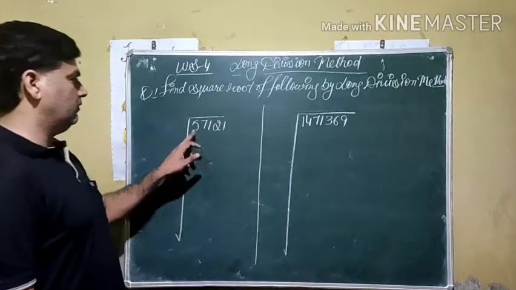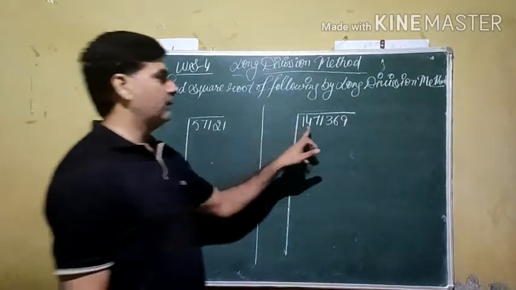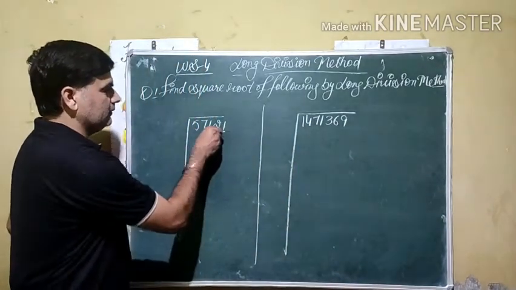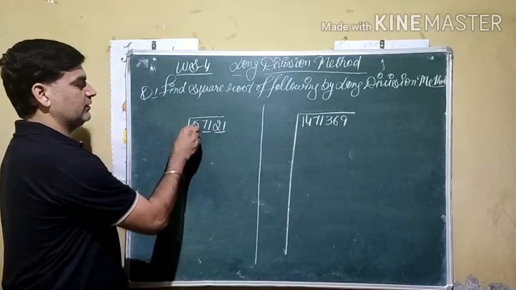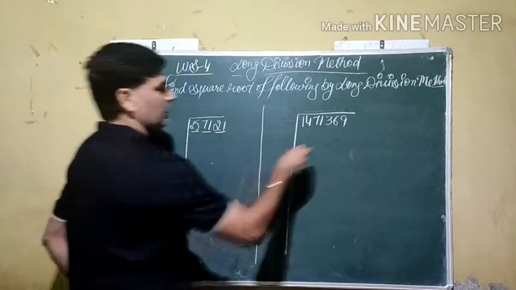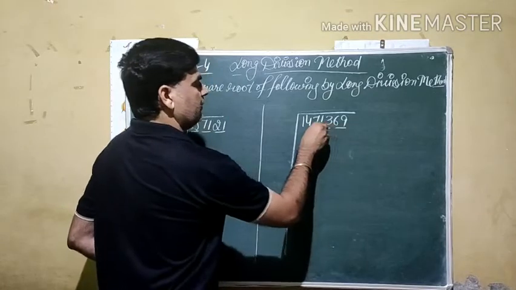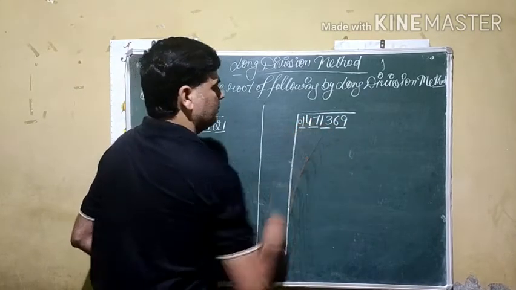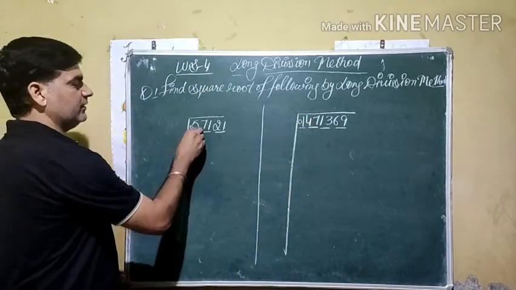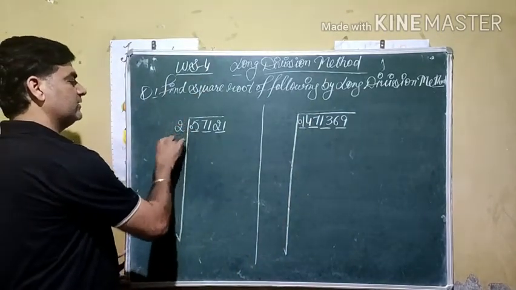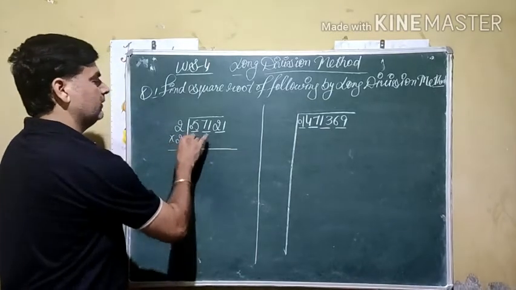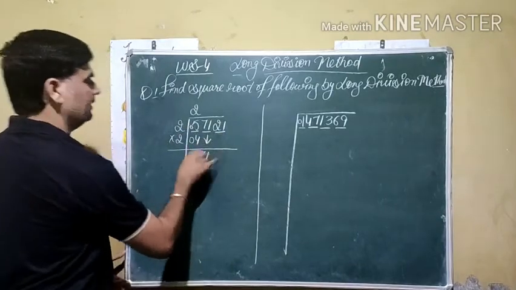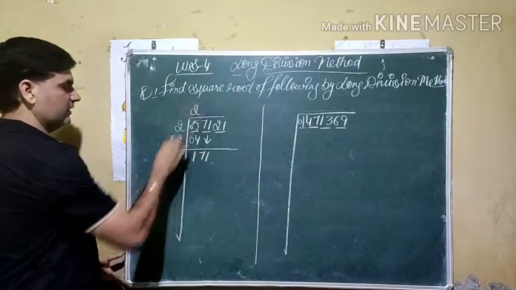Now next values: 57121, 147, 1369. Making pairs from right hand side: 1 2 1 7. So we took here 0, 9 6 3 1 1 4. 1 is left alone, so we put here 0. So first number, square of which is 5, otherwise less than 5. Square of 2 is 4, less than 5. One balance from here, we put here 2. Next pair, 7, 1. Sum of these two, otherwise double of this, 4.